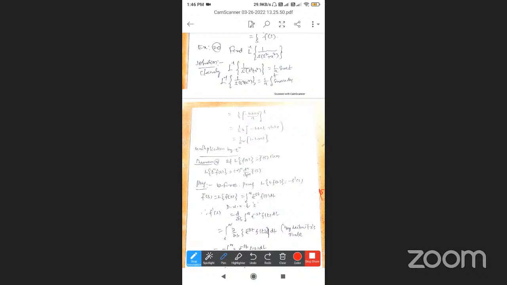Yes, sir. Okay, so the inverse Laplace transform of 1 by s into s square plus a square. This is a value we can find. We know from the last class that the inverse Laplace transform of 1 by s square plus a square is 1 by a sin at. So what is the f bar of s that we have taken? This is f bar of s.